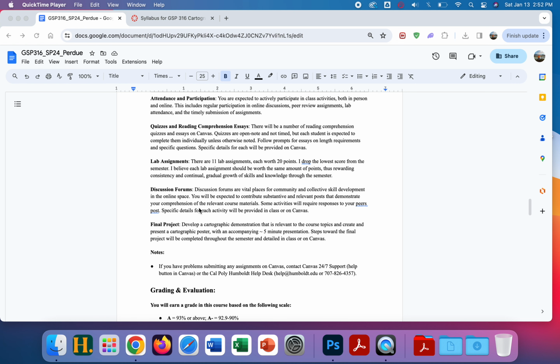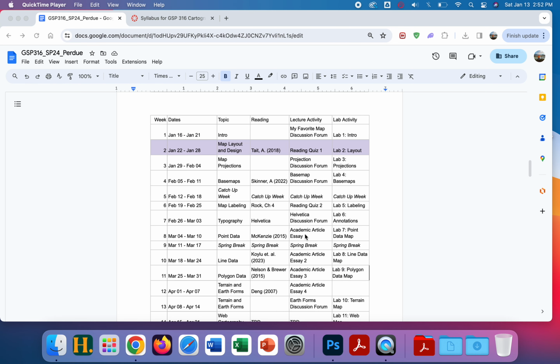And I'll provide information for each of these different readings as the time comes. You'll see on the schedule right here that we have academic article essays. I have 5 peer review academic journal articles for you to read. You're required to write something about 4 of them. So I'll have it all laid out in Canvas as each one of those comes, so you know exactly what's due when, and what the expectations are for each of those different essay assignments.